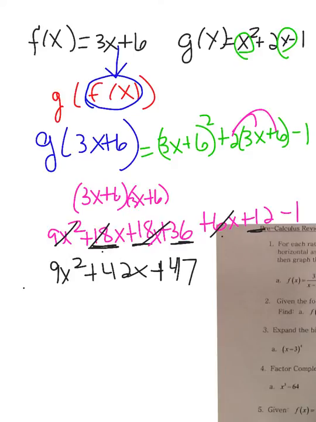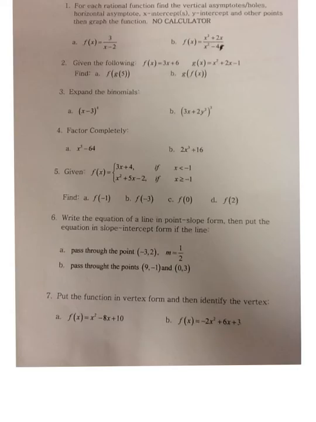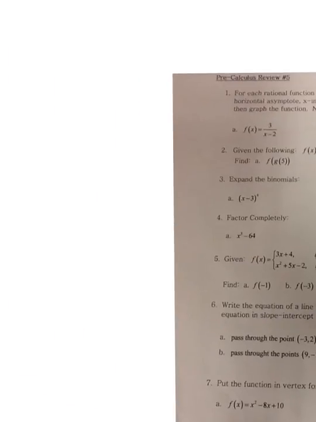Okay, so let's take a look at 3. Okay, so number 3 is to expand the binomial. So that's the one where we use nCr, p to the r, q to the n minus r. It's the binomial expansion. Okay, so the first one is, so remember we're using nCr, p to the r, q to the n minus r.